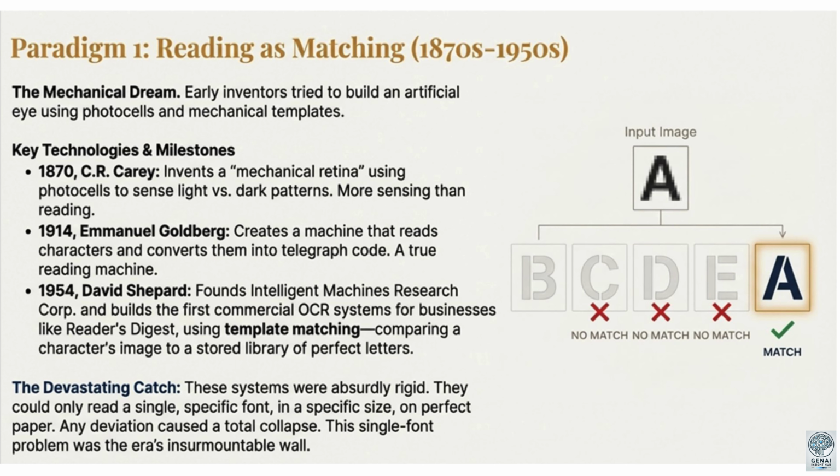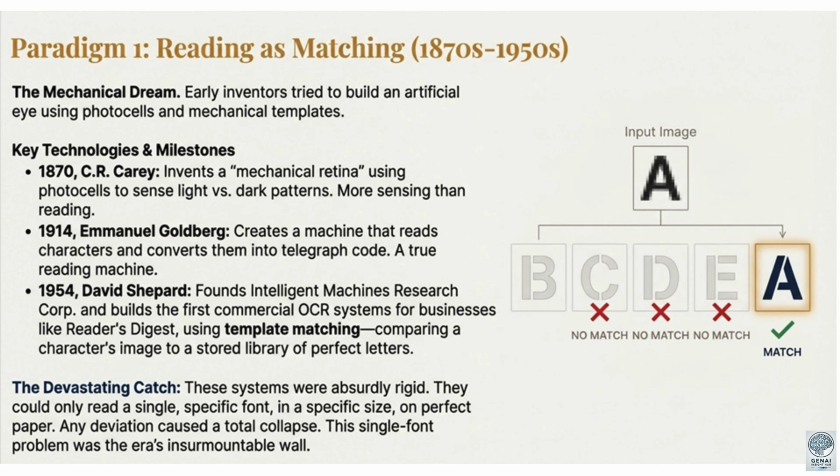Early OCR, reading by template matching. Inventors attempted to build an artificial eye using photocells and mechanical templates. They used light sensors to detect dark versus light shapes. 1870, C.R. Carey created a mechanical retina. This device sensed patterns but didn't truly understand letters. 1914, Emanuel Goldberg converted printed characters into telegraph code, a major milestone.